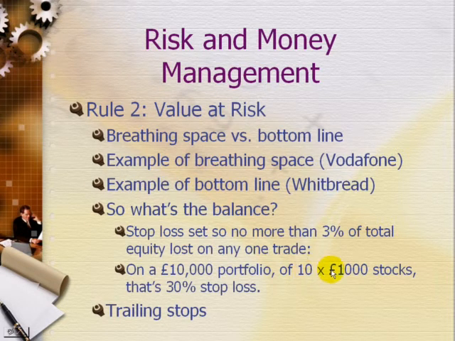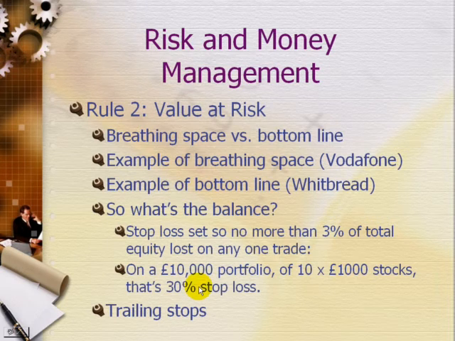That means on any one trade, any one of these, you shouldn't lose more than 3% of £10,000, which is, well, it's £300. 3% of £10,000 is £300. So on any one trade with £1,000, you shouldn't lose more than £300. In other words, on any one trade of £1,000, you can afford to have a 30% stop loss.